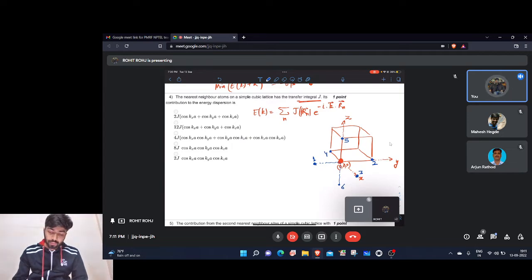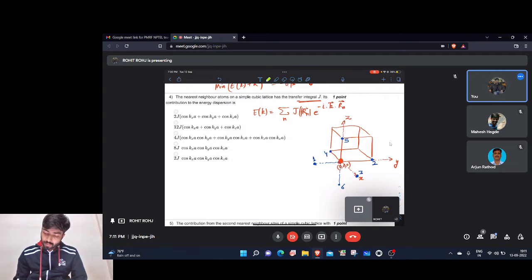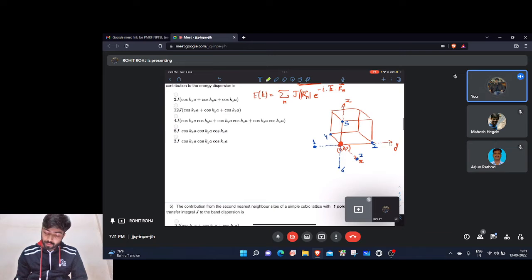And also let me write the coordinates of these neighbors. Now 1 in the y-axis is behind the origin, so I would write this as 0, 2 would become 0, 1, 0, 3 would be 1, 0, 0, 6 would be 0, 0, minus 1, 5 is 0, 0, 1, and 4 is behind the x-axis, and therefore will be minus 1, 0, and 0.